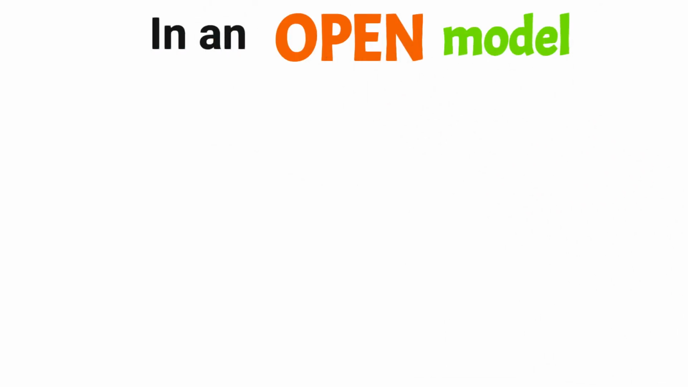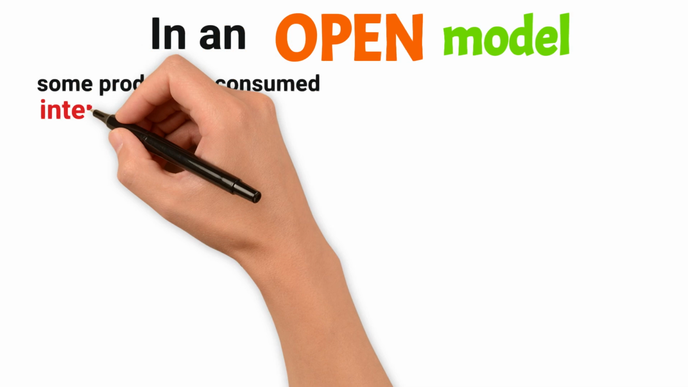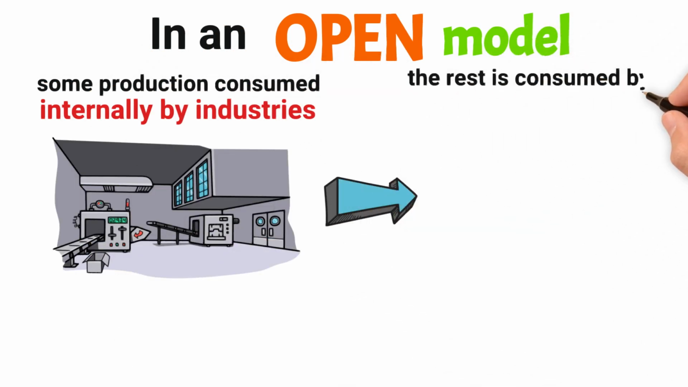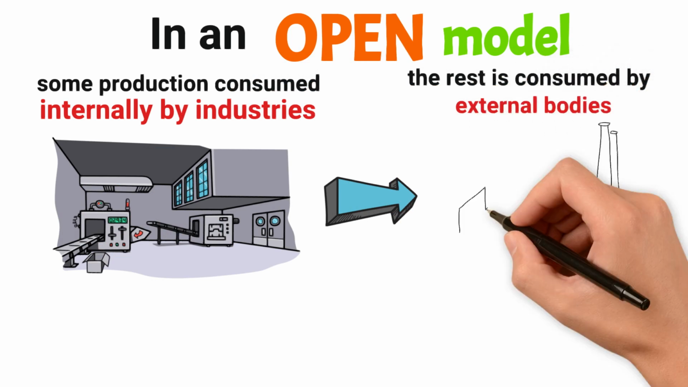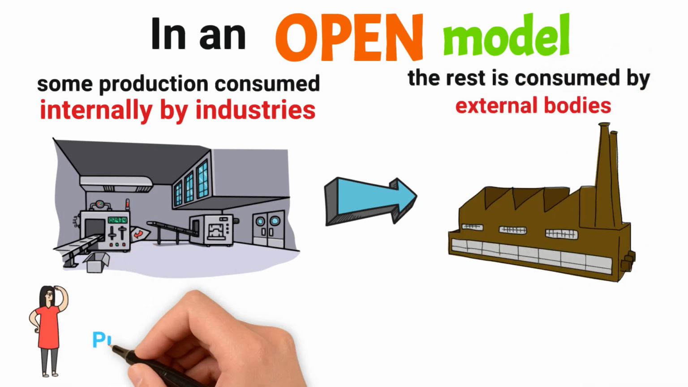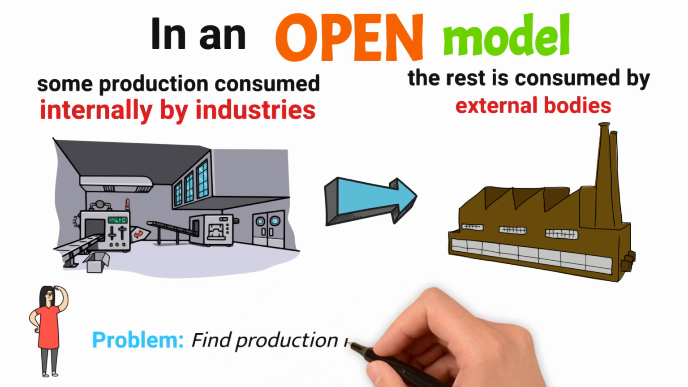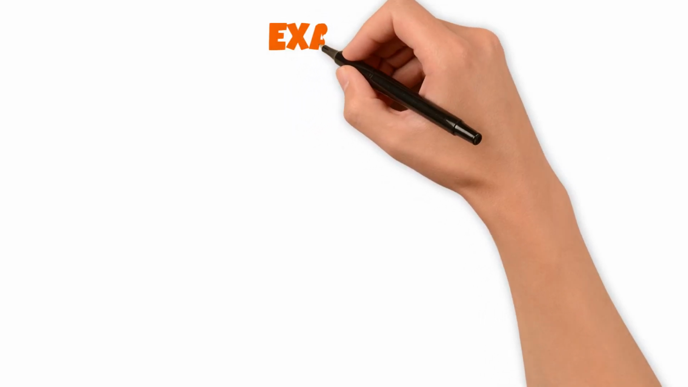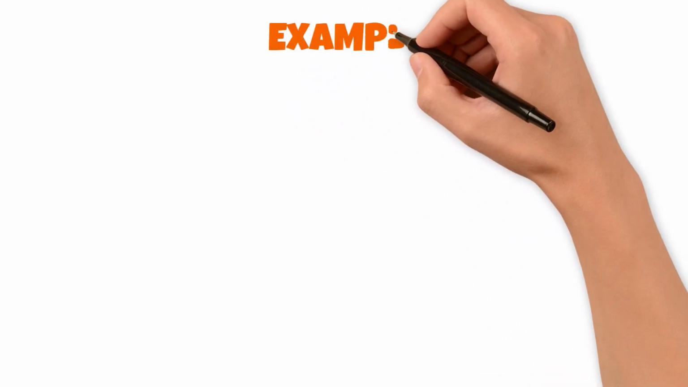In an open model, some production is consumed internally by industries, and the rest is consumed by external bodies. The only problem of the open economic model is that to find the production, we need to have the external demand. And now we're going to present some examples of this method.